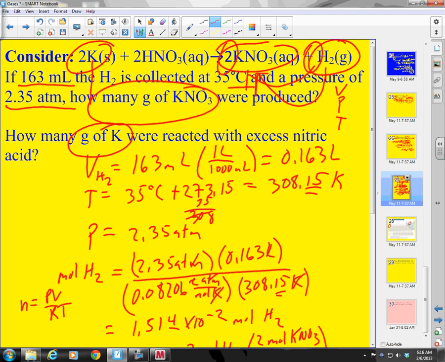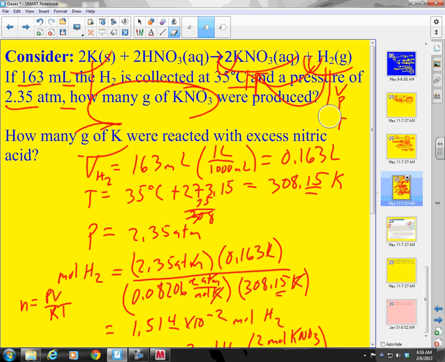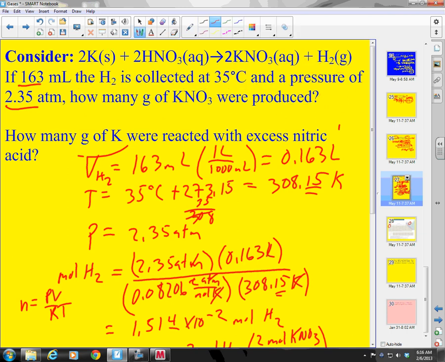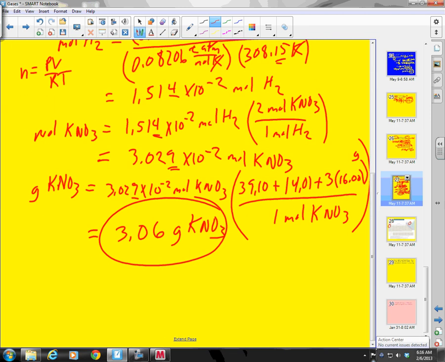Piece of cake, right? I know how many moles of hydrogen. Let's clean this up a little bit. I knew how many moles of hydrogen, and so I can use stoichiometry to go from moles of hydrogen to moles of K, right? So let's go down here. Where's my moles of hydrogen? Moles of H2 equals 1.514 times 10 to the minus 2.